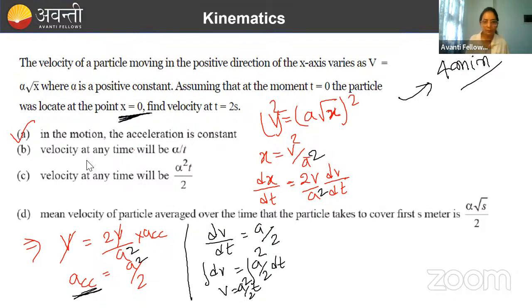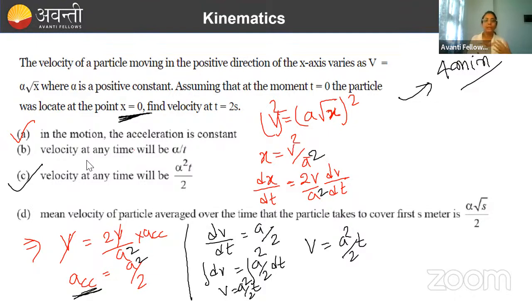So what value of velocity are we going to get? Yes, Risha, done. Velocity will be a square by 2t. So here velocity is a square by 2 into t. So C is correct. Now we have to calculate the mean velocity.